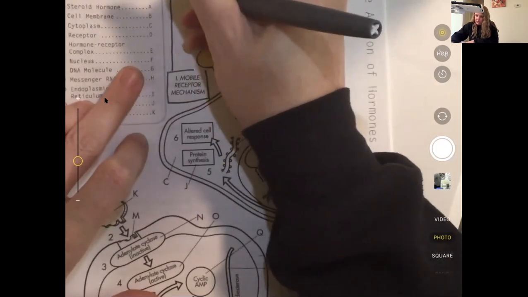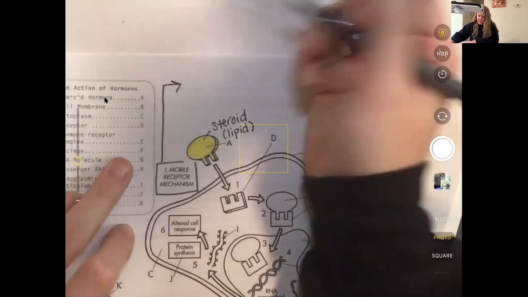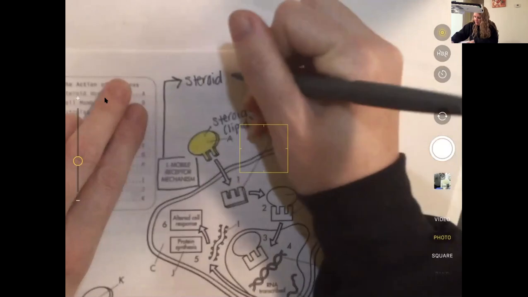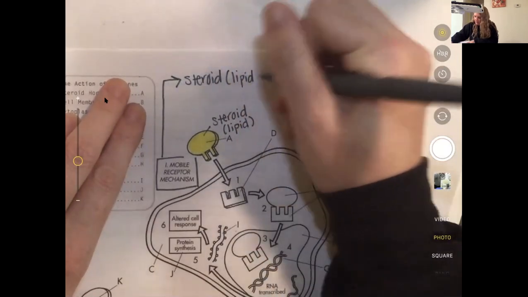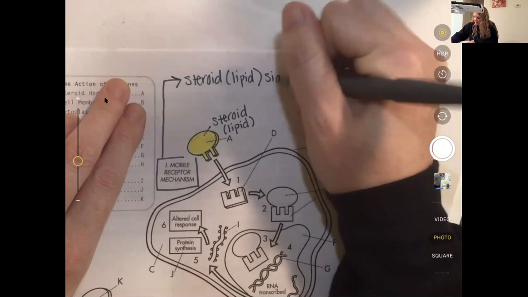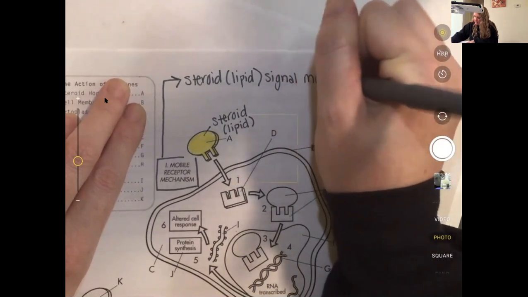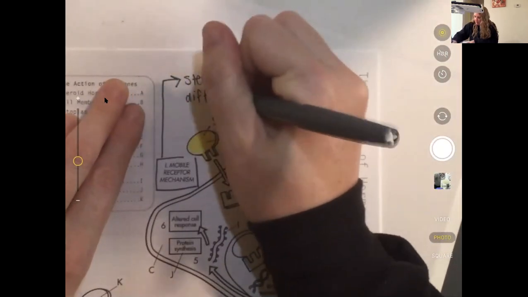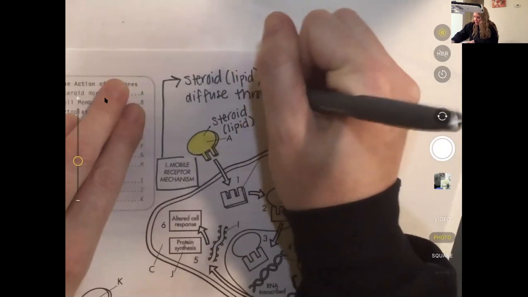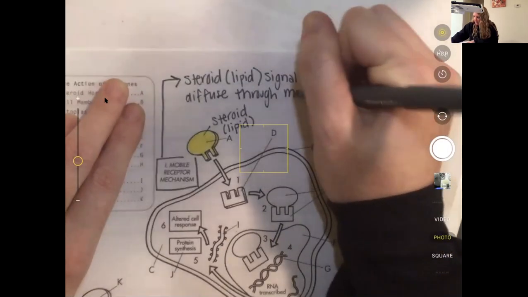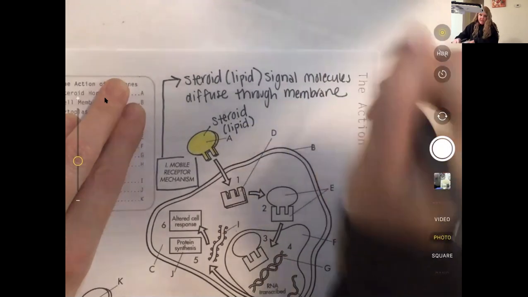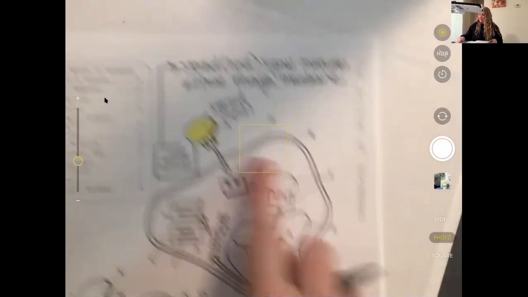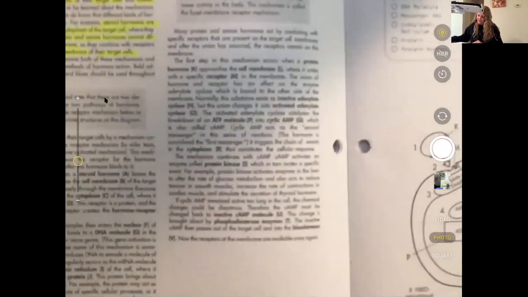And the main idea is that steroid, again, our lipids, signal molecules like hormones, diffuse through the membrane. And we can see that with this arrow right here. And we're going to read about this next part that's going to happen inside the cell in the next paragraph.